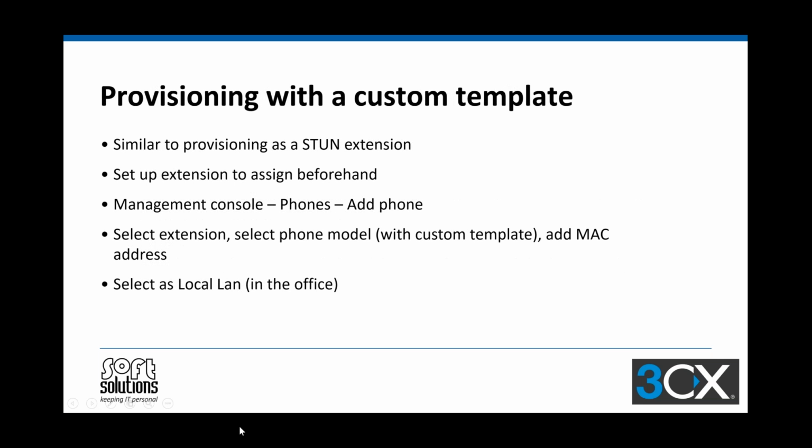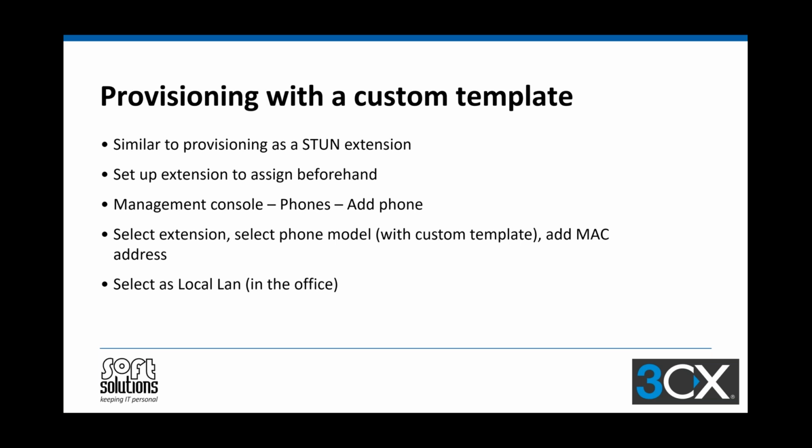So how do we provision with a custom template? Obviously we add it into the correct directory first, and then the setup is very similar to how we provision phones as a STUN extension. We create our extension beforehand with all the extension details: name, phone number, extension number. We then, from the management console, go to phones and click in the top left to add a phone. It'll ask you to select the extension that you just made beforehand, so you'd enter that and go next.